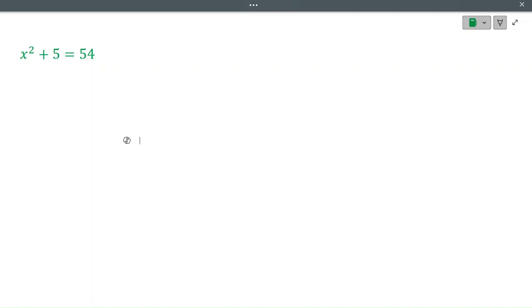We start out easy and we get more challenging in terms of solving the equations. We're starting with x squared plus 5 equals 54. For visualization purposes, we are looking at where the parabola x squared plus 5 intersects with the horizontal line y equals 54. That is what we are finding.